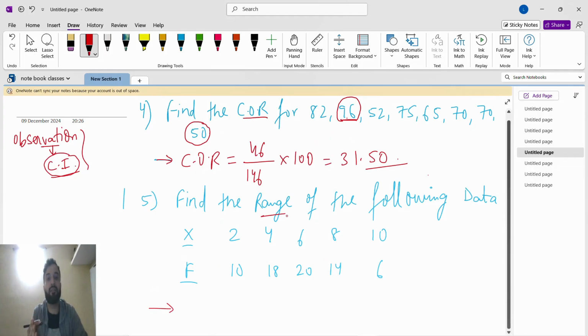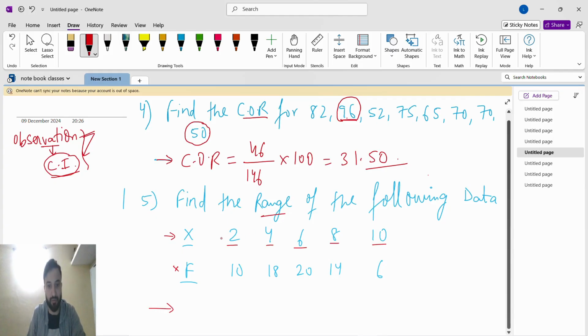So range is what? Highest observation minus lowest observation. For the range, guys, you have to find the observation. For finding the observation we will see the class interval, because observation is only the class interval. This is the class interval, the first column, right? Your x, guys, because we will observe the x only. Frequency we will not see. So x means 2, 4, 6, 8, 10. These are the given observations.